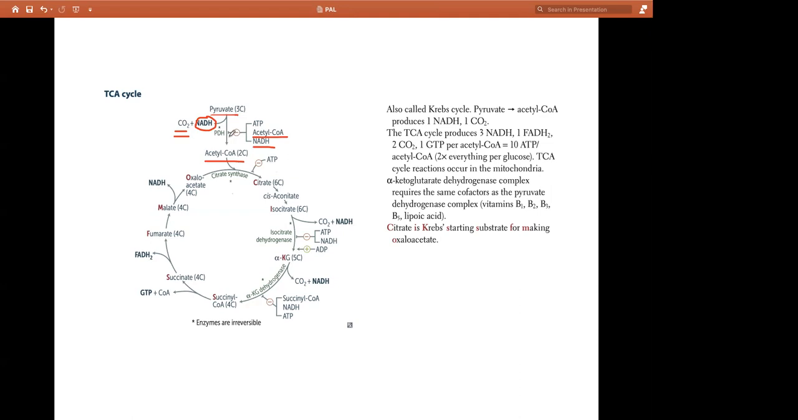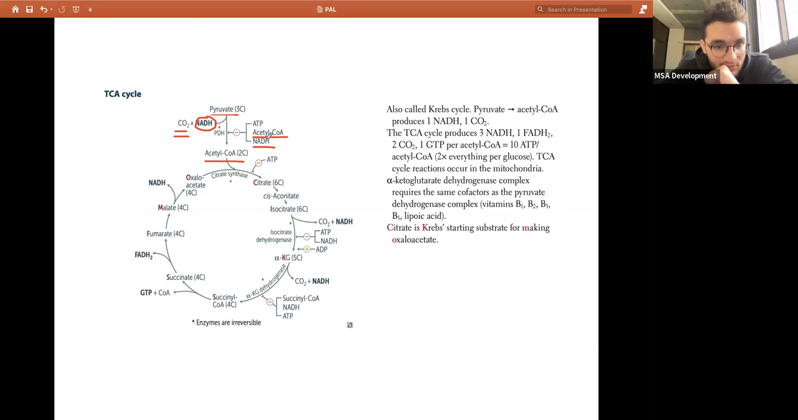Because they're the product of pyruvate dehydrogenase. All right. So because they're the product, negative feedback occurs, and they inhibit pyruvate dehydrogenase. Let's say you have a lot of acetyl-CoA or a lot of NADH, you don't want to make more, so the products are going to inhibit that. Okay. So I hope this makes sense.